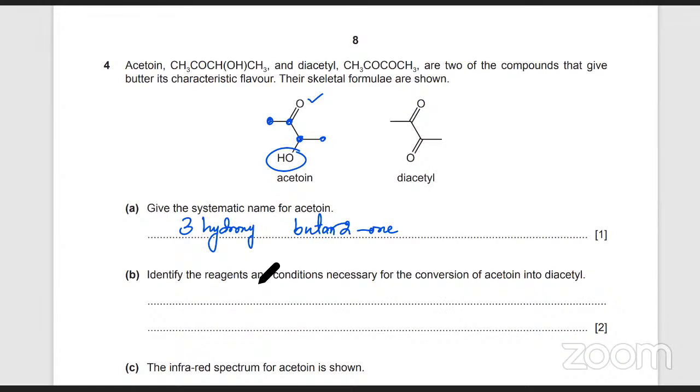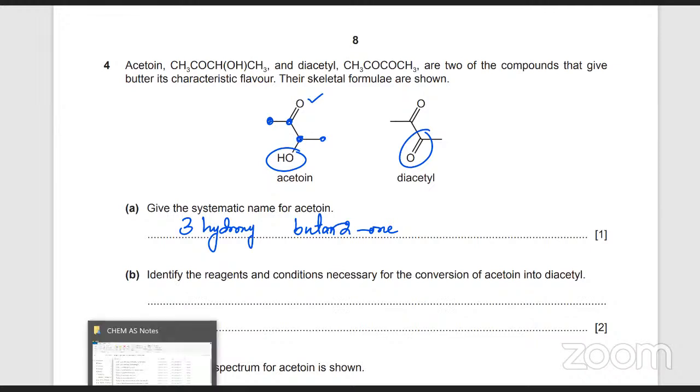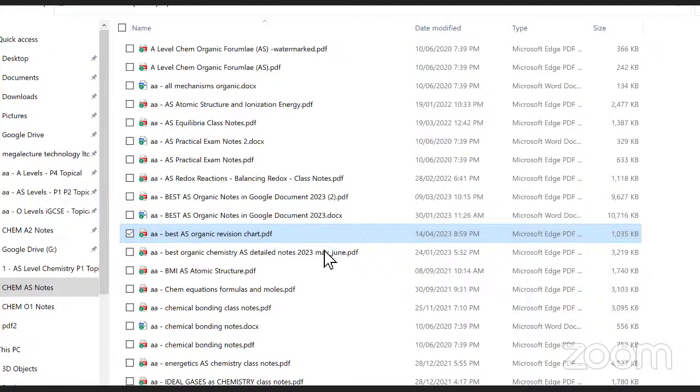Next part is identify the reagents and conditions necessary for the conversion of acetoin to diacetyl. So how do you turn an alcohol into a ketone? Sir, we could use hot concentrated KMnO4 or potassium dichromate. Not hot concentrated KMnO4. I mean, just KMnO4, acidified and reflux. Okay.